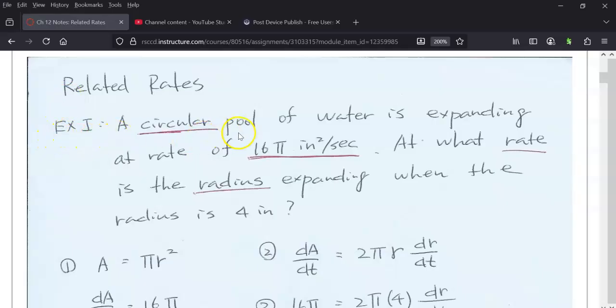A circular pool of water is expanding at the rate of 16 pi inches squared per second. At what rate is the radius expanding when the radius is 4 inches? All right, so the first thing is we need to figure out what the question is asking us. At what rate is the radius expanding? So that means we want dr/dt.